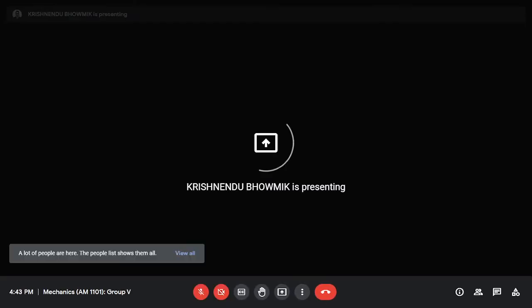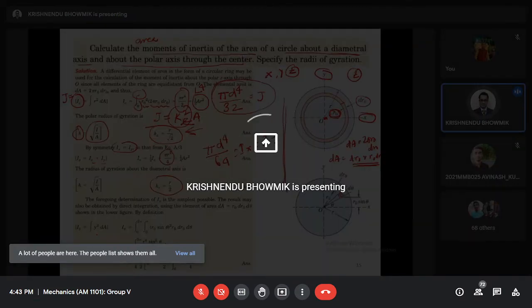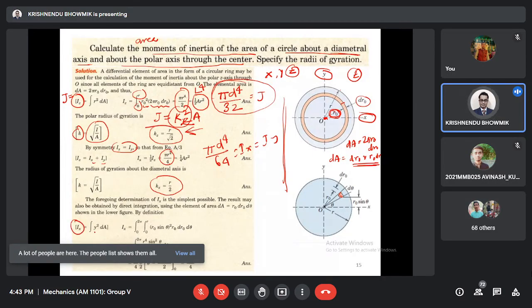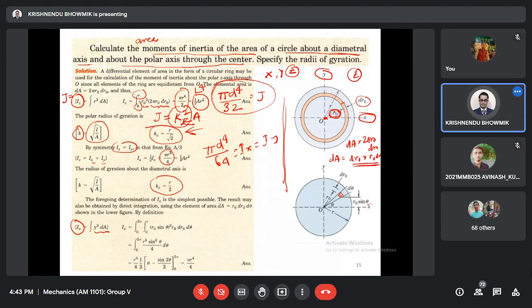I'll tell you what we'll do. I'll write Ix equal to y square dA, Ix with respect to the x axis. What is y? It is the distance. If this is r0, the distance is r0 sine theta for Ix. For Iy, it will be r0 cosine theta. So r0 sine theta square, multiplied by dA.